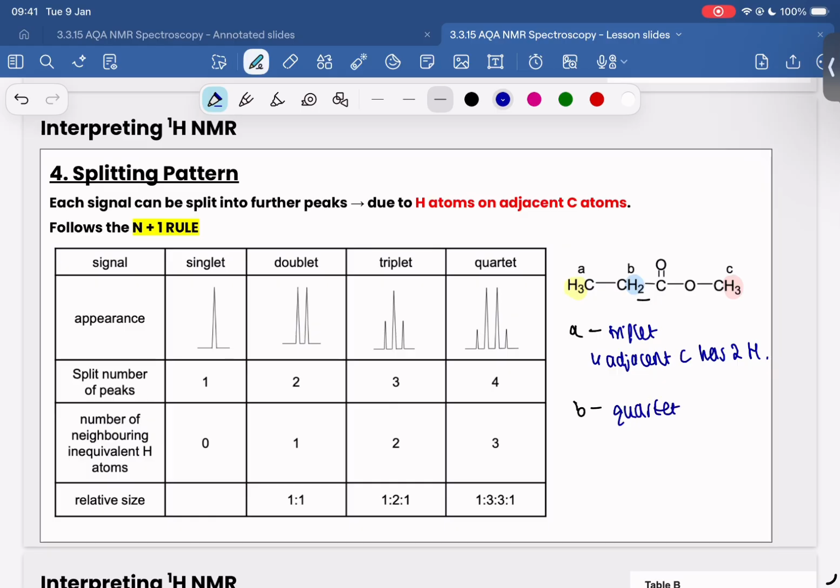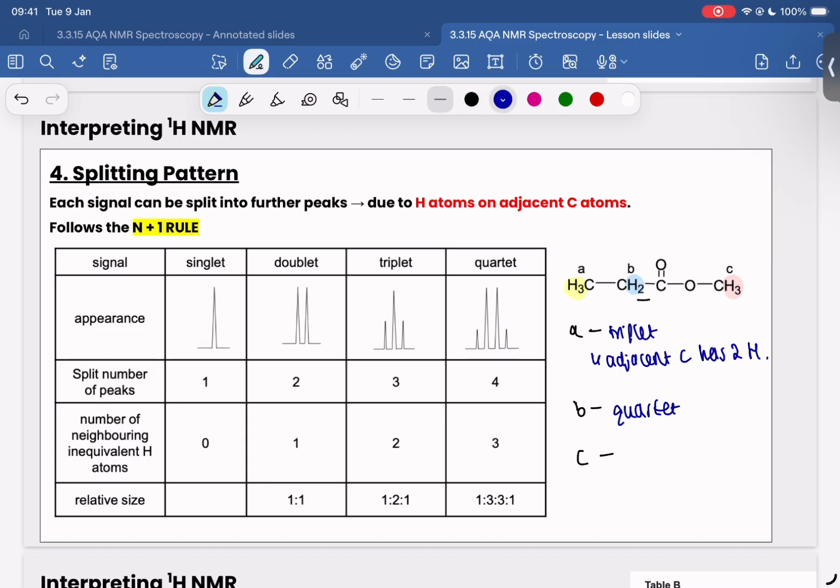This one, you might be wondering, why don't we look at this carbon and say it's a singlet because there's no hydrogen atoms? You basically look at both and you add them together. So you look at here, there's 3 hydrogens, so it's 3 plus 1 is 4. But here, there's no hydrogen, so it doesn't actually matter if you look in that direction or not.